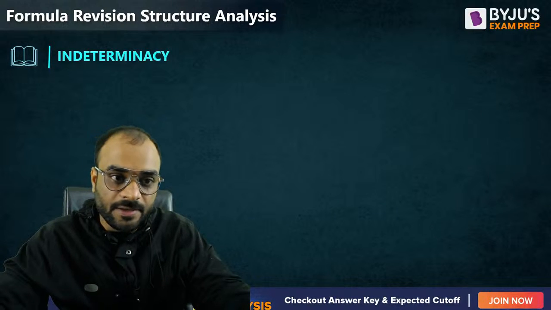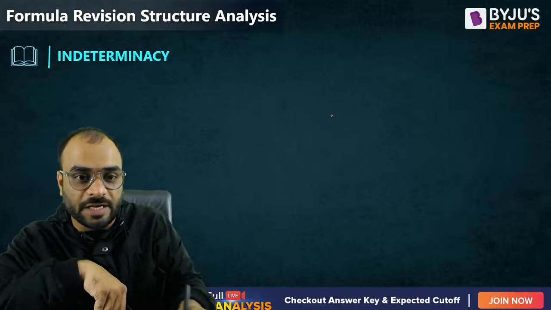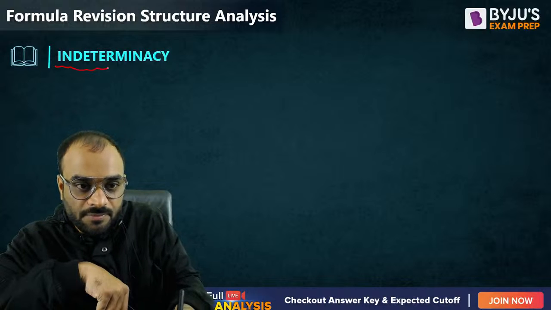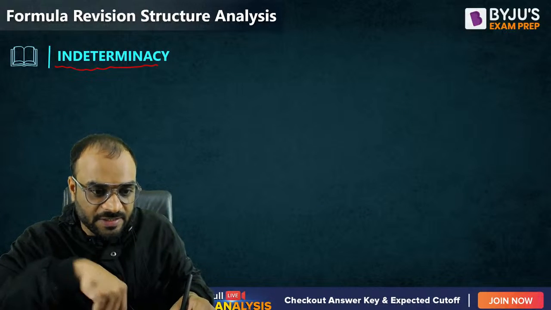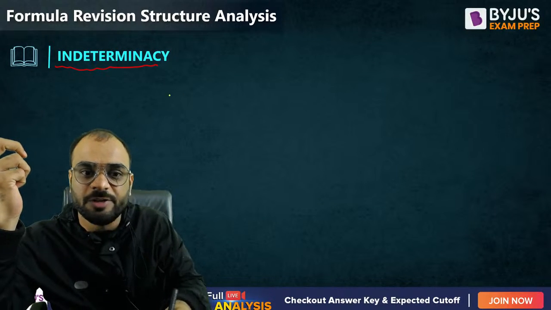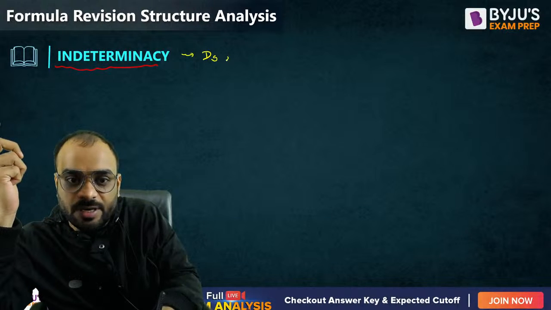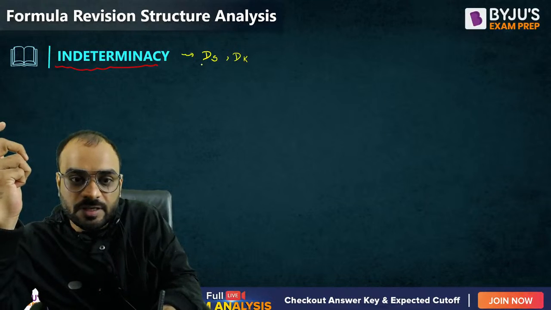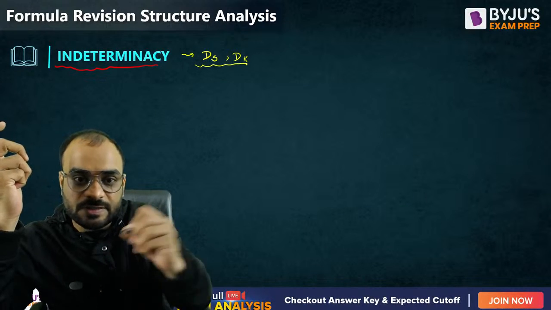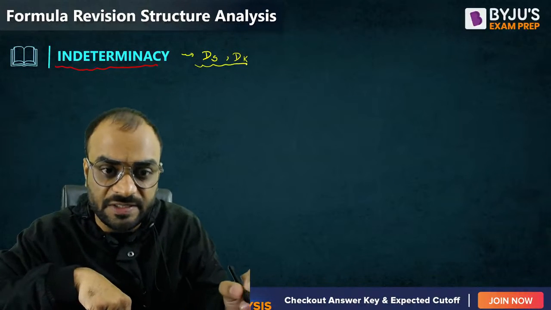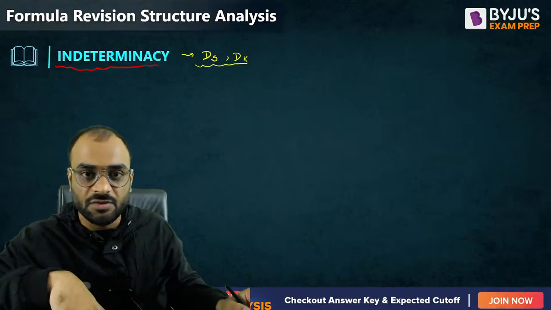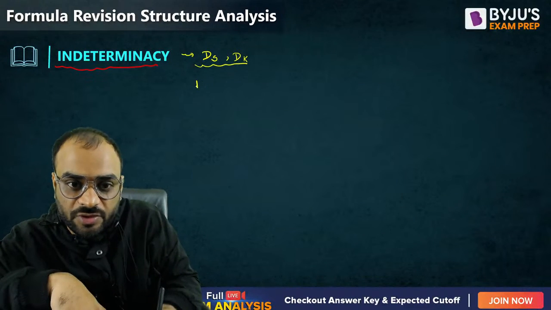Okay, so let's start with the first topic, that is basically indeterminacy. Now you know that, guys, there are two types of indeterminacy we have. One is static and second is basically kinematic, right? So for these types of indeterminacy, for static indeterminacy and for kinematic indeterminacy, what should be our formula? Let's understand one by one. So first we'll discuss the static indeterminacy part.